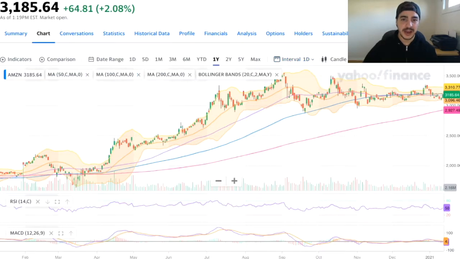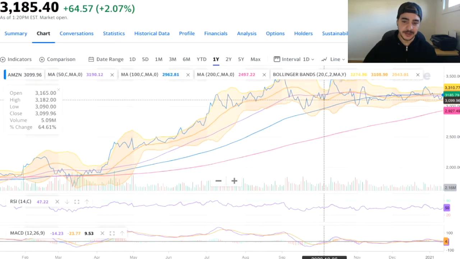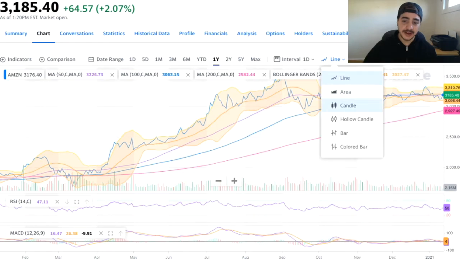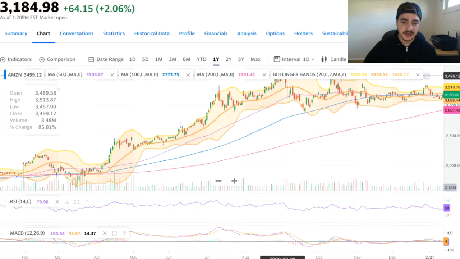If you don't have candlestick in your chart, you can change it over here using this option, and instead of line or area or hollow or bar colored, you can choose candle. I think the default usually starts with something like a line, but I prefer candle, so I usually change it to candle.